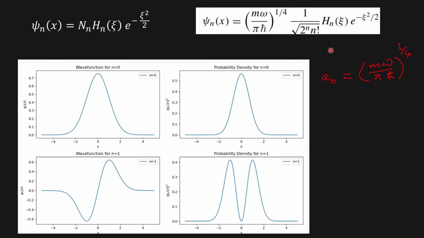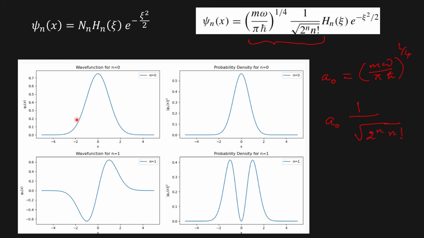And for the nth state, A naught is multiplied by 1 over square root of 2 to the n times n factorial. Let us say n is 0, for the ground state. 2 power 0 is 1 and 0 factorial is also 1, so this will simply become A naught. When n tends to a higher value, then this total combined normalization will be different, so it depends upon the nth state. So with that, I will go to the diagram and explain the same.